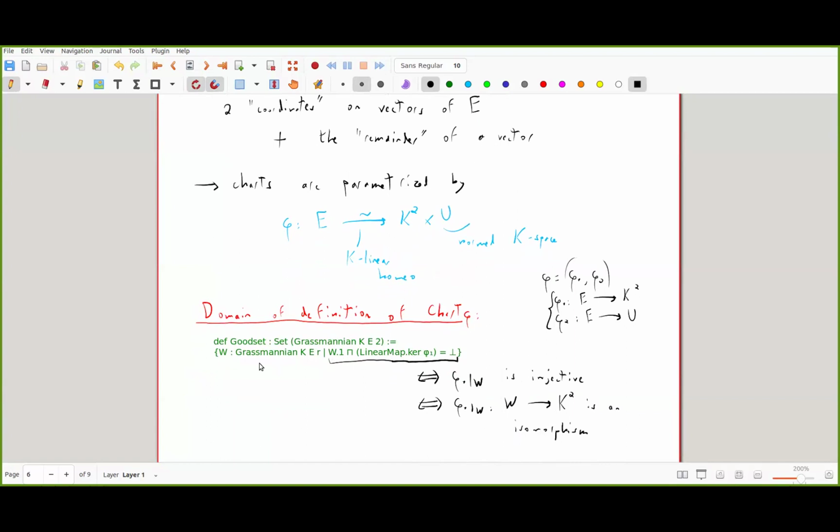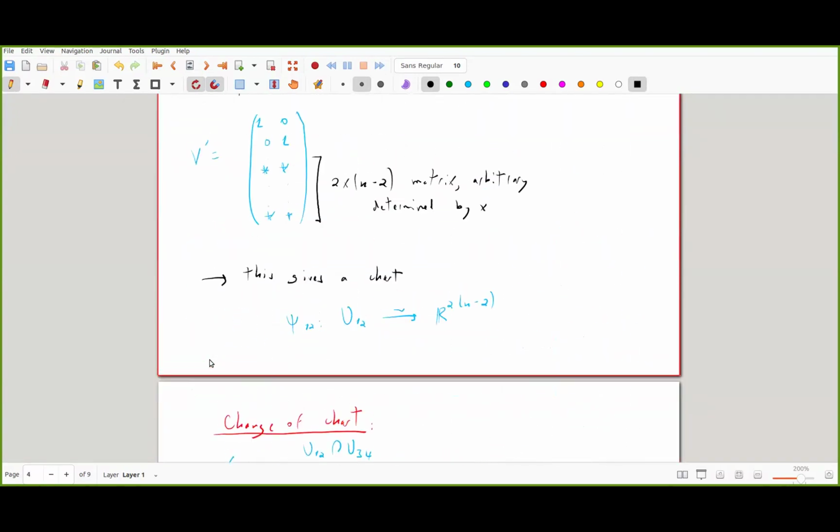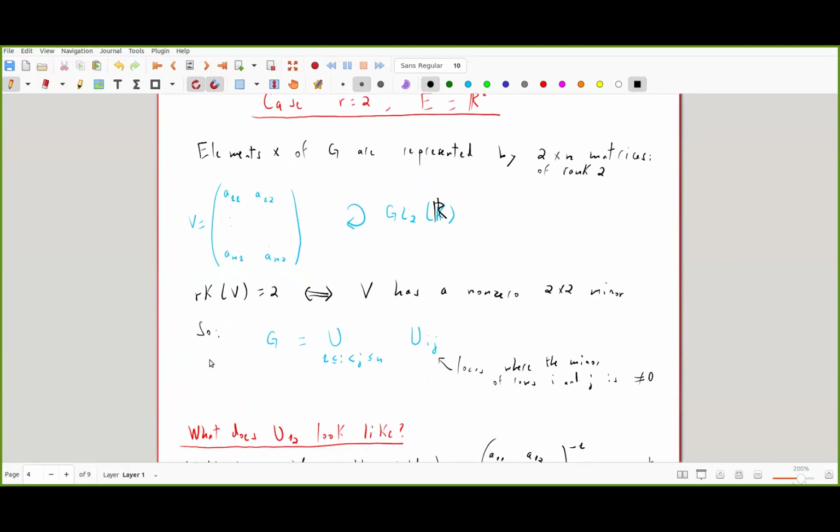Now, what is the chart? So how do you write the chart? Well, if you have this thing here, what is going to be this 2 by 2 matrix? This is like the matrix of phi1. And what is the rest here? This is like the matrix of phi2. Well, this is phi1 on W. This is phi2 on W. And this is the matrix given by the basis of W I have chosen.